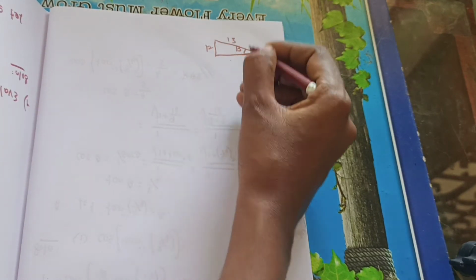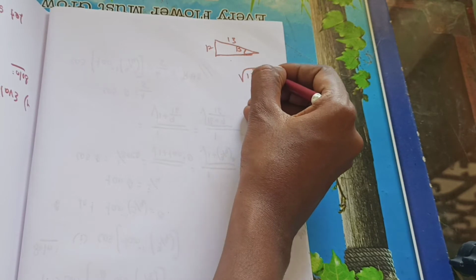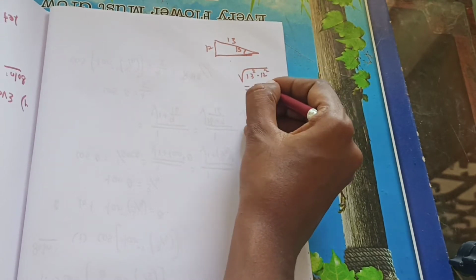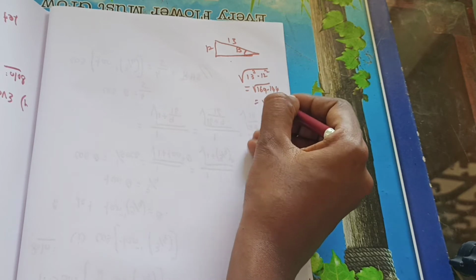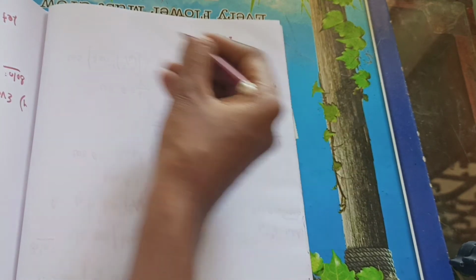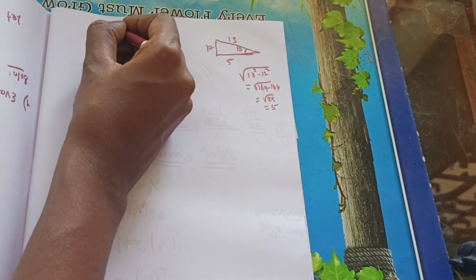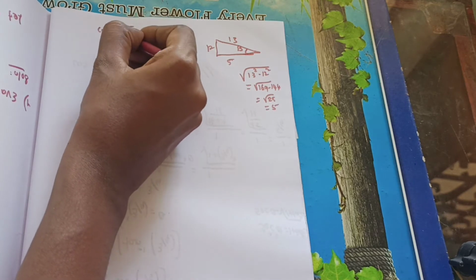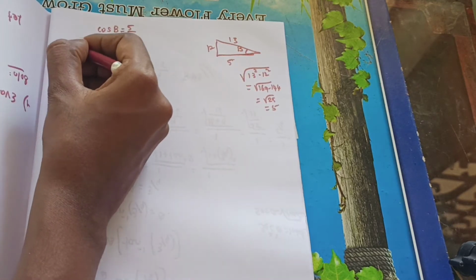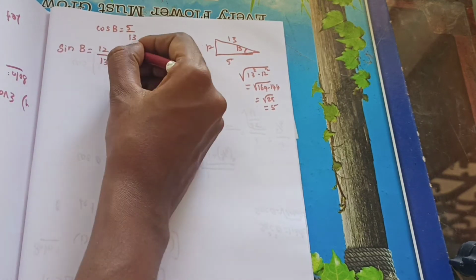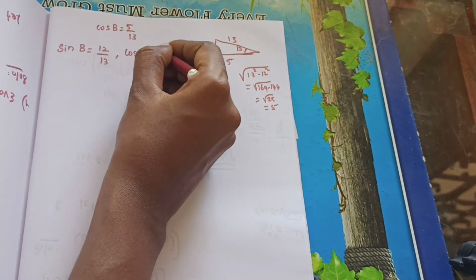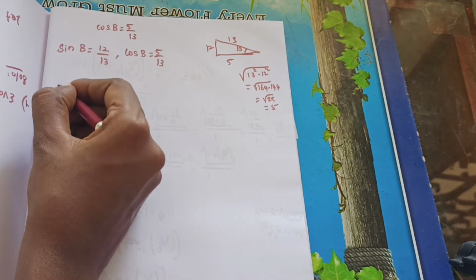12 by 13. So this side we need means root of 13 square minus 12 square. So that's equal to root of 169 minus 144, that's equal to root of 25, equal to 5. Is it right? So it is 5. So what's the cos B value here? 5 by 13. Okay. So now from this, sin B equal to 12 by 13, cos B equal to how much? 5 by 13. Now take down the question.